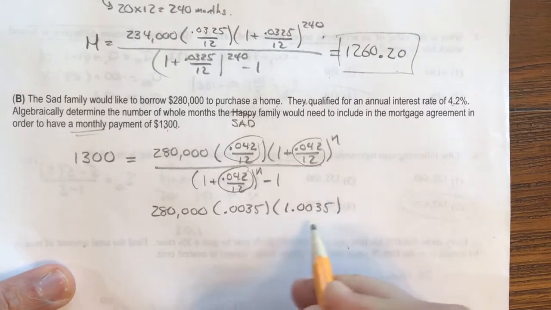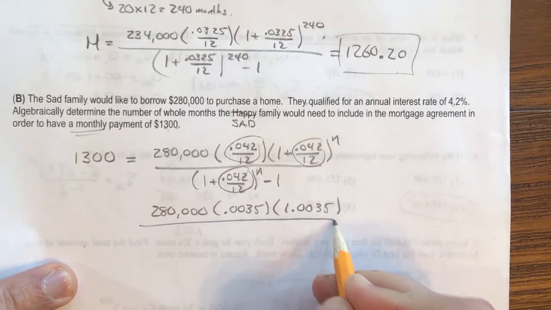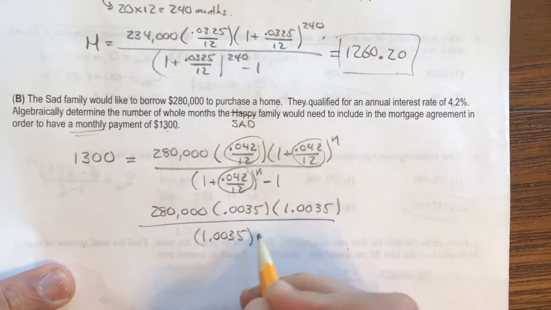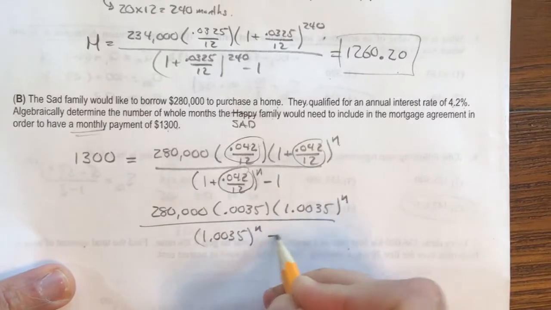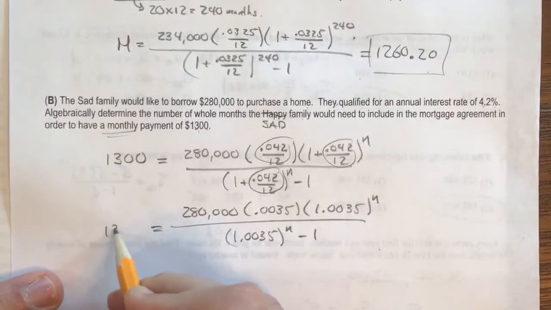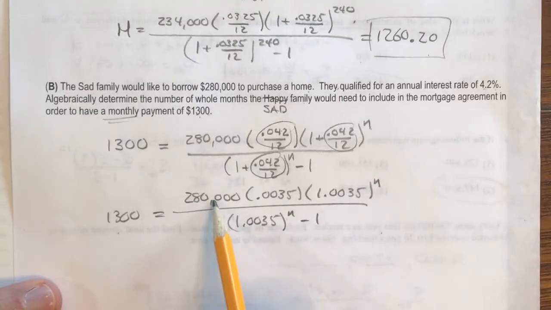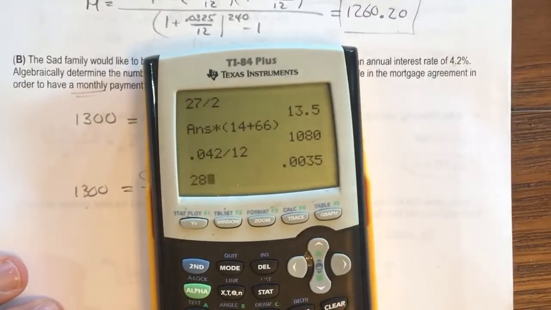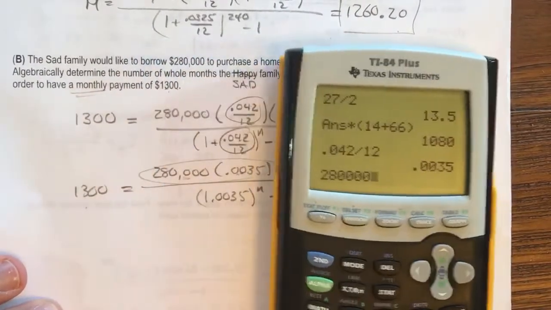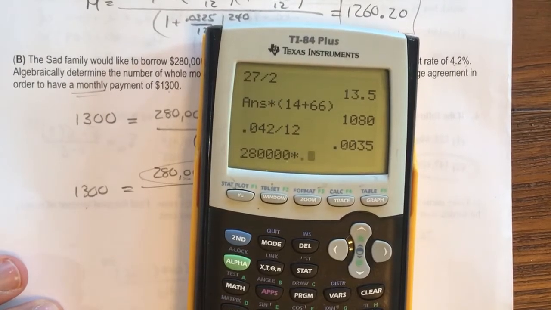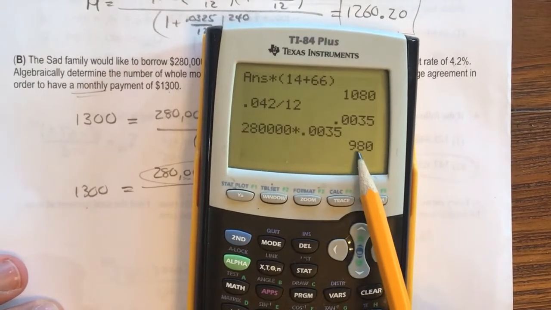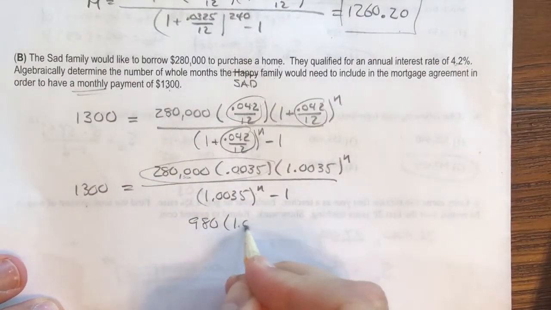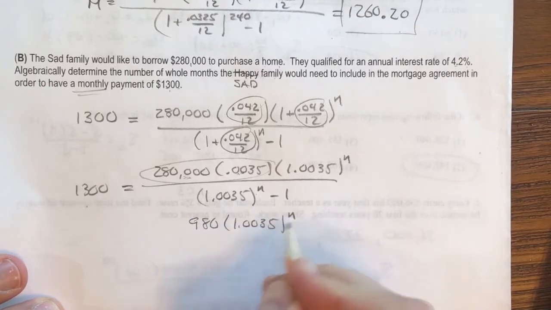1.0035. 1.0035. These are both raised to the n minus 1. So it's been a while since we've done this. I would multiply these together. They're just normal numbers. So what is that? 280,000 times 0.0035 gives me 980. There's my numerator.